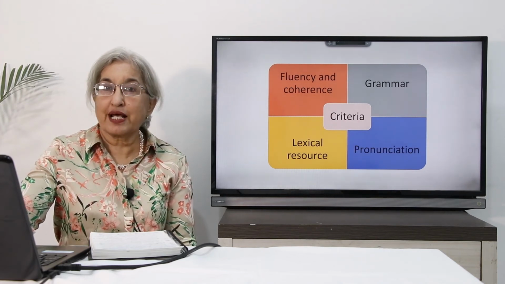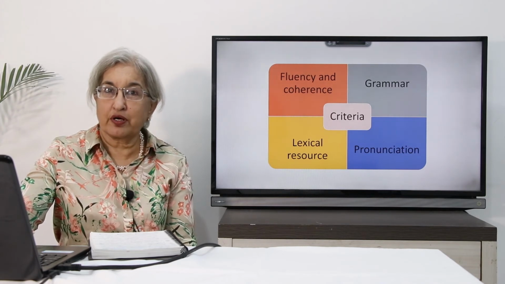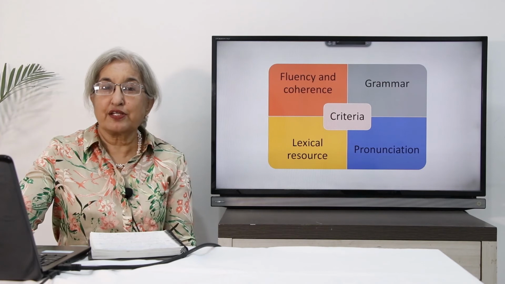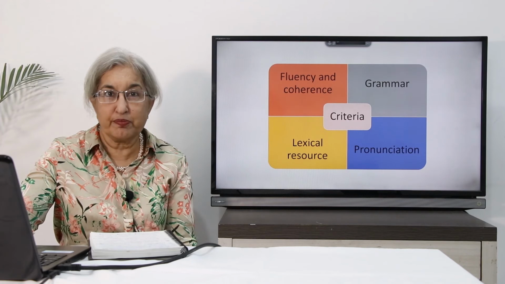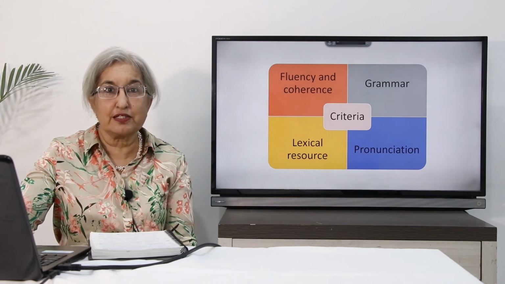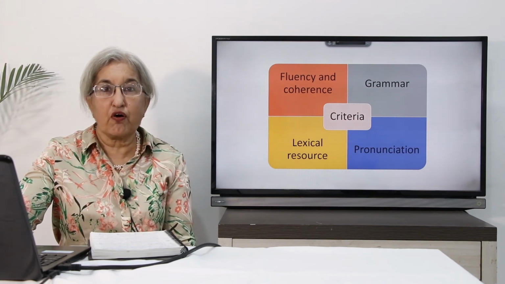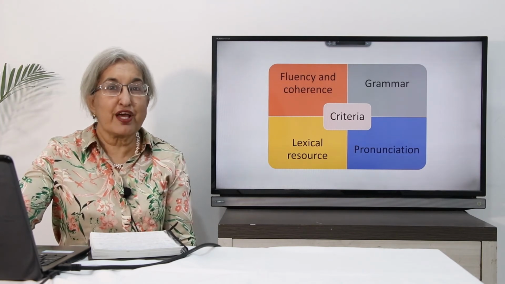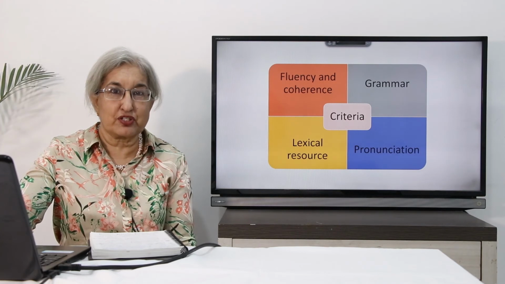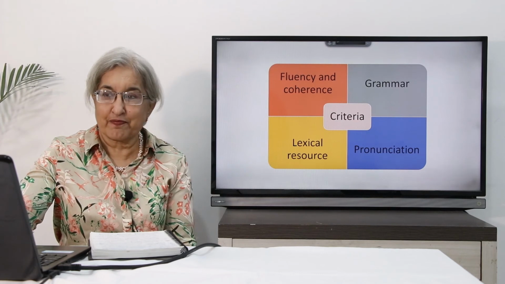Then we come to lexical resource. This means your vocabulary, the range of words that you use in your talk. This usually means that you can use a lot of descriptive words like adjectives and adverbs to describe people, places, objects, and events. Lexical resource also means the use of colloquial and idiomatic phrases. But do remember that these phrases should sound natural in your speech, and they should not sound as if they have been memorized for the occasion.